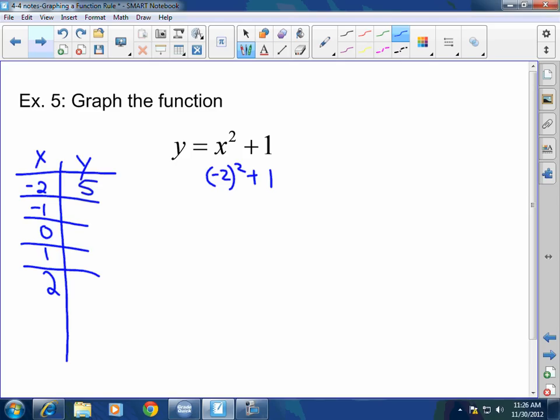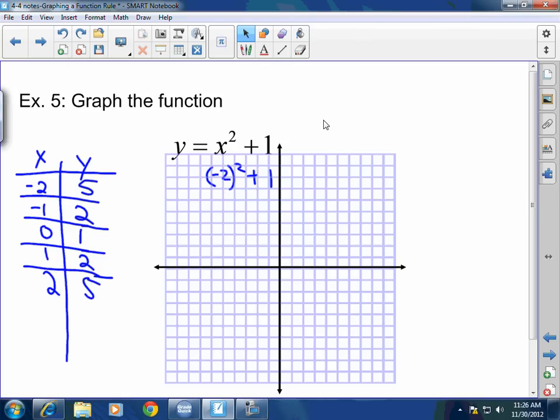Come on, guys. What's negative 1 squared? What's 1 plus 1? When x is 0, what's y? When x is 1, what's y? When x is 2, what's y? Now, let's graph that sucker.